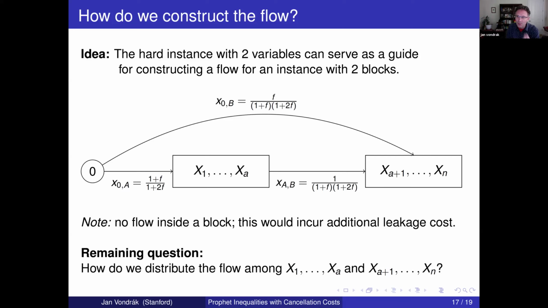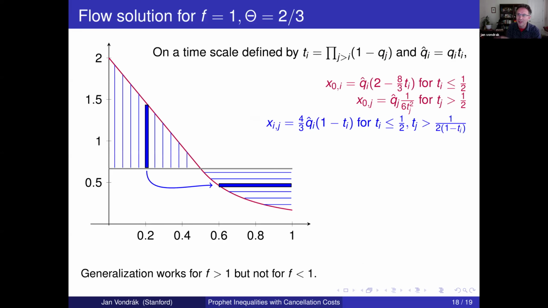Why would we do that? Well, because we want to mimic what is happening in the hard instance on two variables, and we want to achieve the same factor that that instance achieves. So somehow we want to believe that for a general instance, we can match it up with the hard instance on two variables, and we can do something similar to that. That actually turns out to be true, but only for f greater or equal to 1. So the actual solution, even in this two-block setting, took a long time, many iterations of trial and error. Using the Minimax theorem, we got some intuition about how to do this, and eventually we identified a pretty simple form, which looks like this.